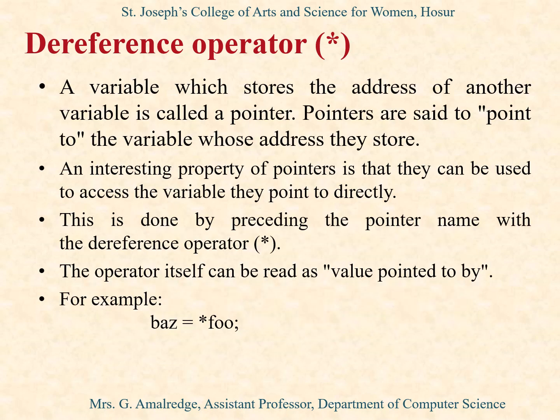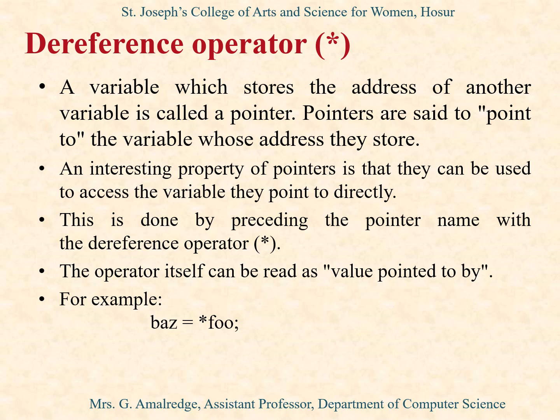Dereference operator, that is asterisk. A variable which stores the address of another variable is called a pointer. An interesting property of pointers is that they can be used to access the variable they point to directly. This is done by preceding the pointer name with the dereference operator. The operator itself can be read as value pointed to by. This is the example for dereference operator.